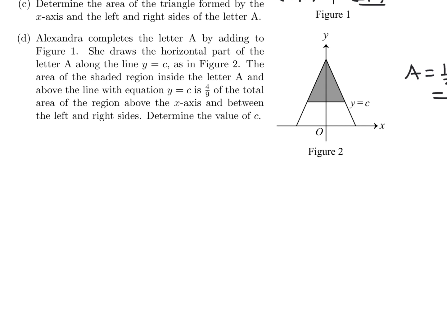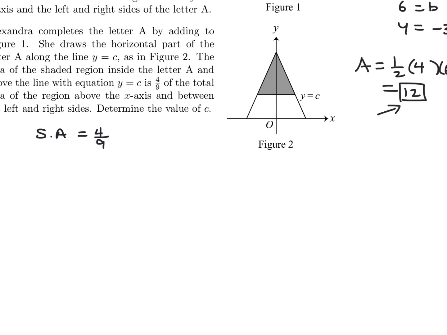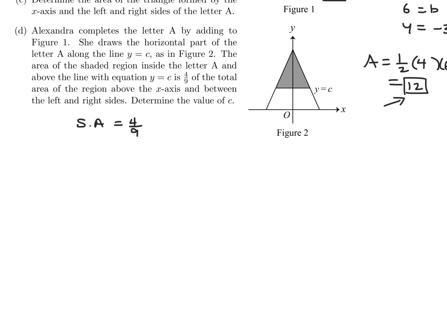So let's see here. What's the strategy? 4/9. So this shaded area is 4/9 of the total area. And the total area we just figured out was 12, correct? Okay, so we've got 4/9 of 12 is the shaded area, and that is 16 over 3. So 16 over 3 is 1/2 base times height.